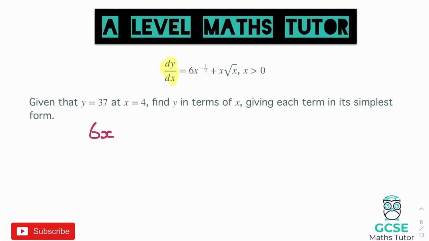We've got 6x to the power of negative a half plus x root x. Before I write this out, we've got x being multiplied by x to the power of a half. Thinking about your index rules, you've got x to the power of 1 multiplied by x to the power of a half. You can add the powers together, and that's going to equal x to the power of 3 over 2, or 1.5 when you add them together. So we have plus x to the power of 3 over 2. When you have root x's next to an x, you're just rewriting it in terms of a power and following your normal power rules.